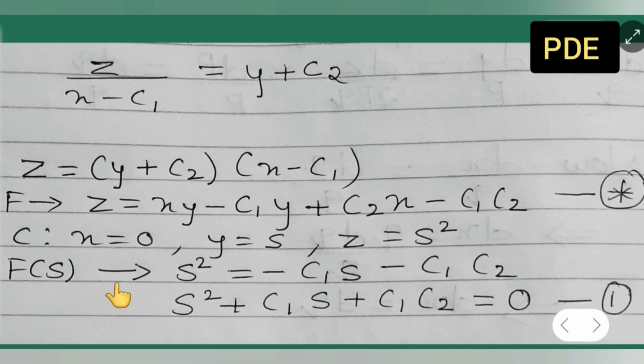Now f of s, okay. Now you all have to plug wherever there is x, plug 0, substitute all this value in this star, okay. Directly I am saying this to you all. Substitute whatever the conditions are given to you all in this star, okay. So what is my z over here? In place of z, it is s square. Plug the value: is equal to minus c1 s. Y, in place of y, what is there? s is there. So minus c1 s, okay, minus c1 c2.